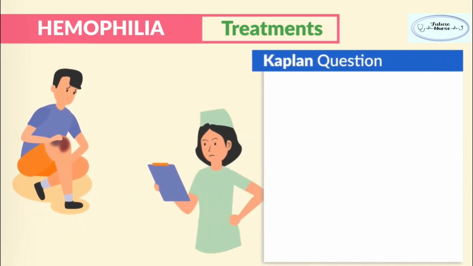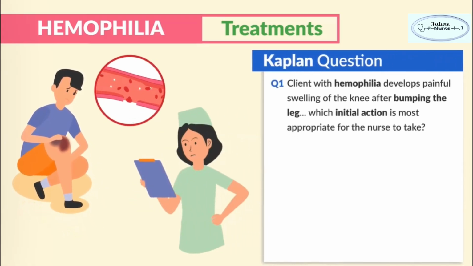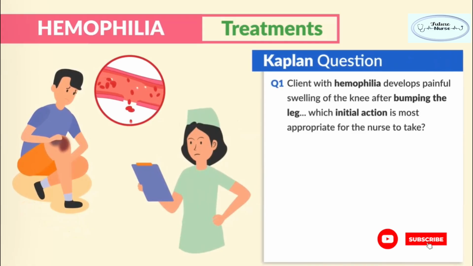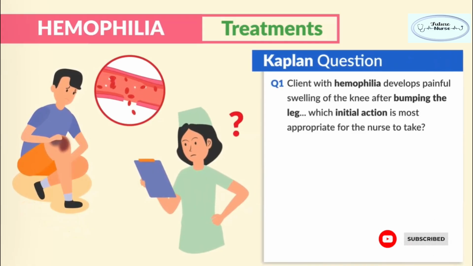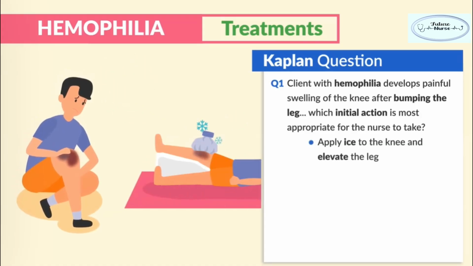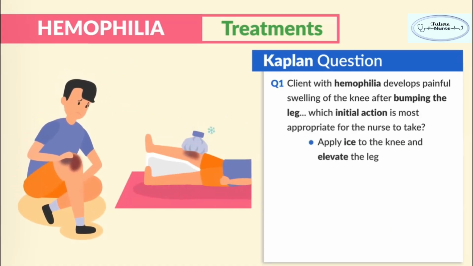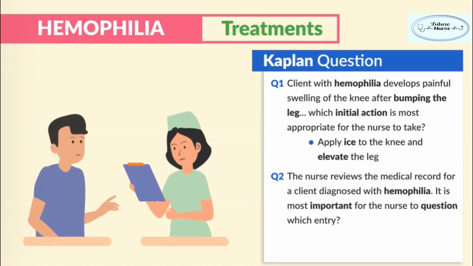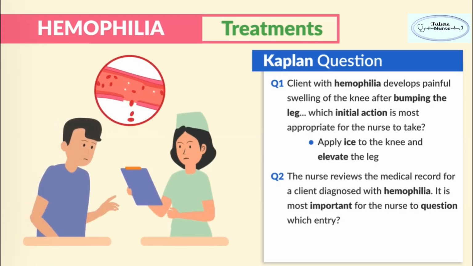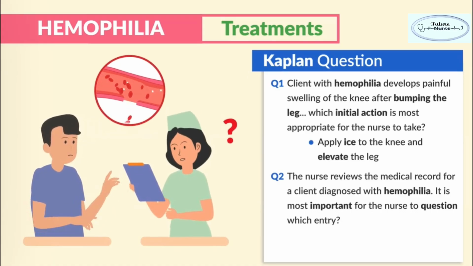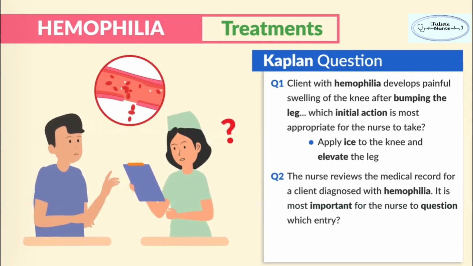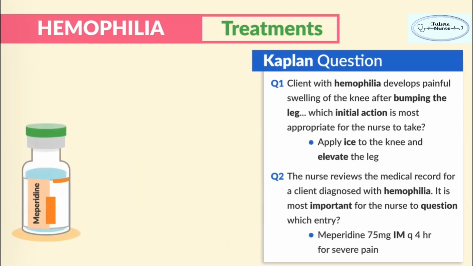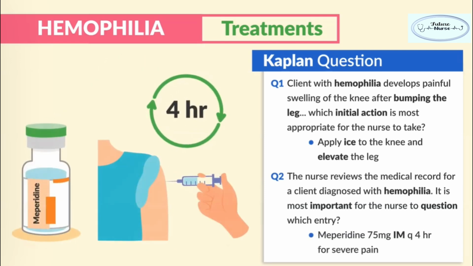So Kaplan mentions, a client with hemophilia develops painful swelling of the knee after bumping the leg. Which initial action is most appropriate for the nurse to take? Apply ice to the knee and elevate the leg. And a second question, the nurse is reviewing the medical records for a client diagnosed with hemophilia. It is most important for the nurse to question which injury. Meperidine 75 milligrams IM. The key term here is IM.